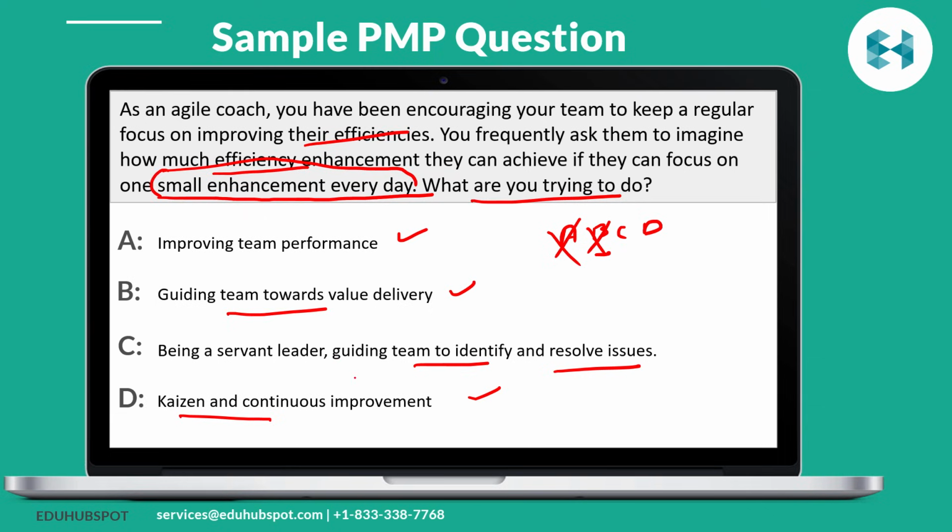C, being a servant leader, guiding a team to identify and resolve the issues. Now you have to understand one thing. This topic was about adaptive leadership and servant leadership. That does not mean the right answer is C. I deliberately put this question here for you to get confused and pick C as the answer. I'm pretty sure most of you would now be laughing and saying, oh, I thought C was the correct answer.